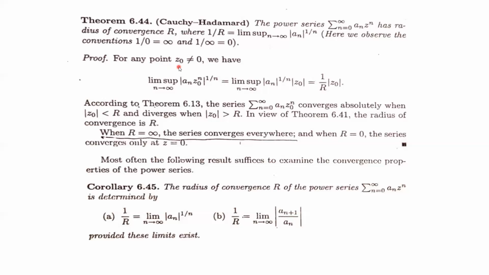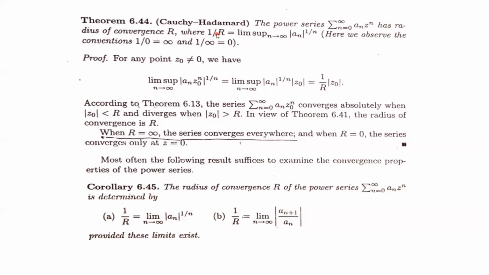For any point z not equal to 0, we have limit n tends to infinity supremum of modulus of (a_n z_0^n) whole to the power 1 by n. This can be written in this form: limit sup n tends to infinity modulus of a_n whole to the power 1 by n times modulus of z_0. Okay, so this is nothing but 1 by R into modulus of z_0. According to this expression, 1 by R is this.